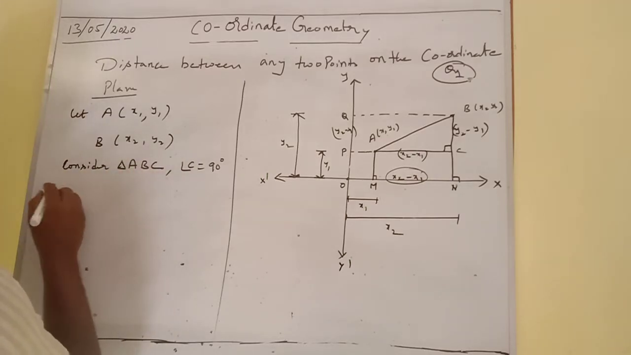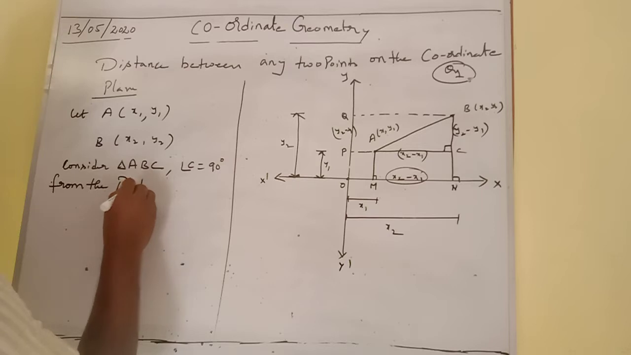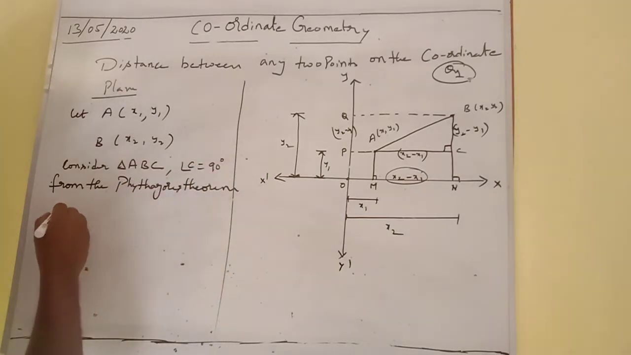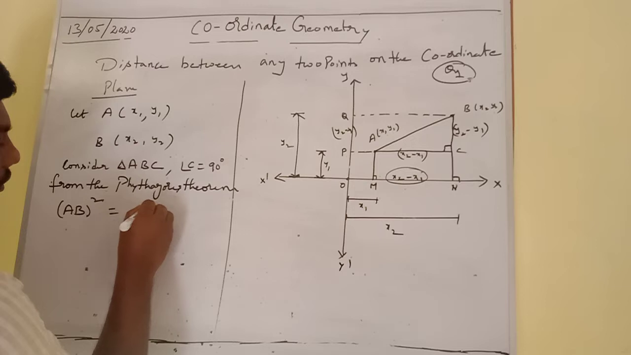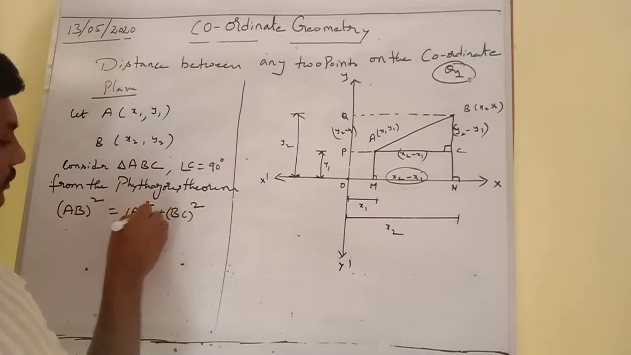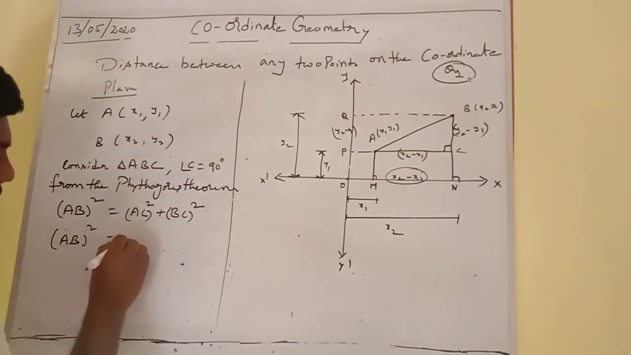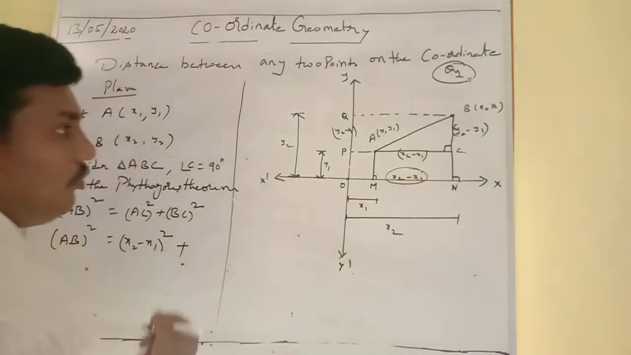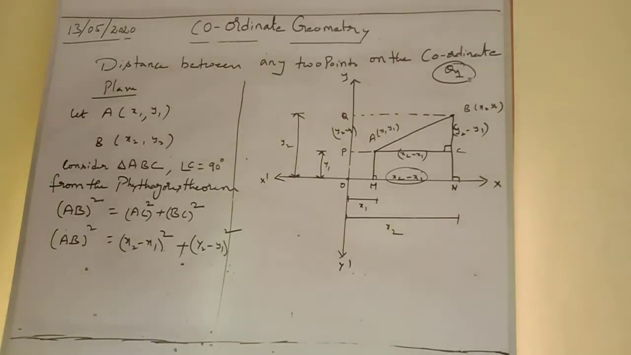From the Pythagoras theorem, the square on the hypotenuse, AB square, is equal to AC square plus BC square. Now AB square is equal to, what about AC? AC length is x2 minus x1 whole square, plus BC square, which is y2 minus y1 whole square. That is, AB square is equal to x2 minus x1 whole square plus y2 minus y1 whole square.